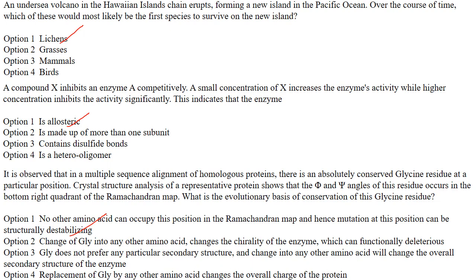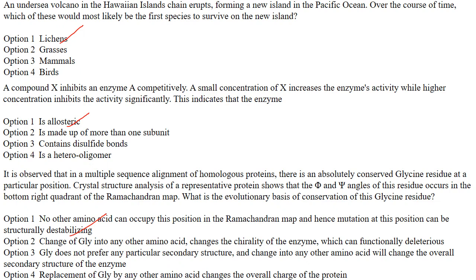An undersea volcano in the Hawaiian island chain erupts, forming a new island in the Pacific Ocean. Over the course of time, which one of these would most likely be the first species to survive on the new island? It will be lichens. They are the primary colonizers.